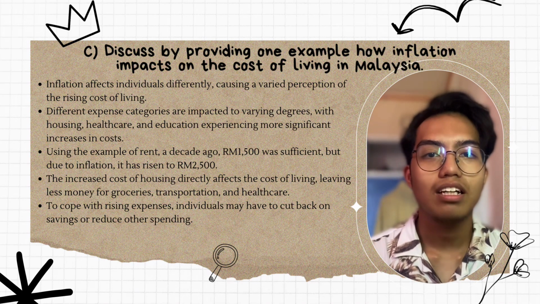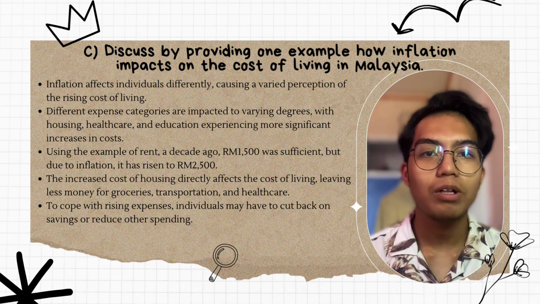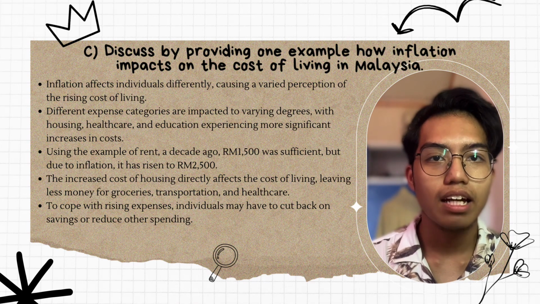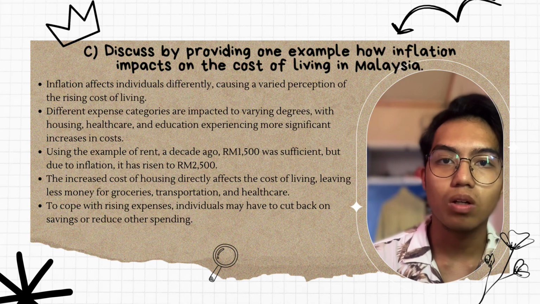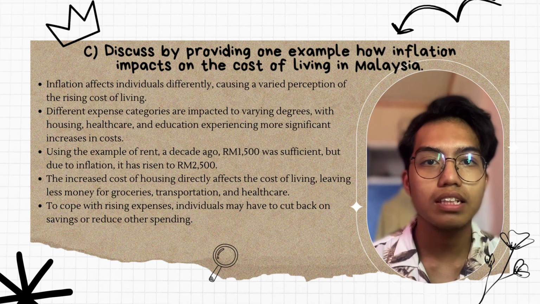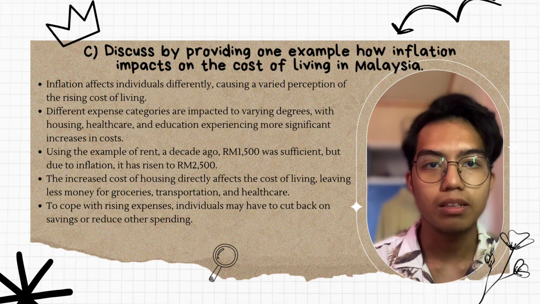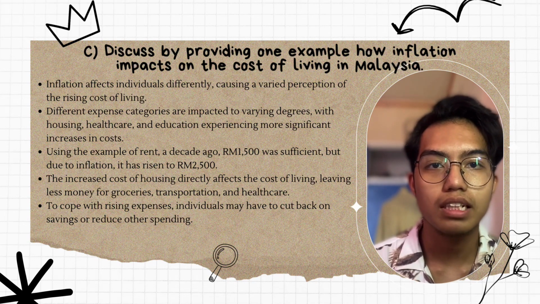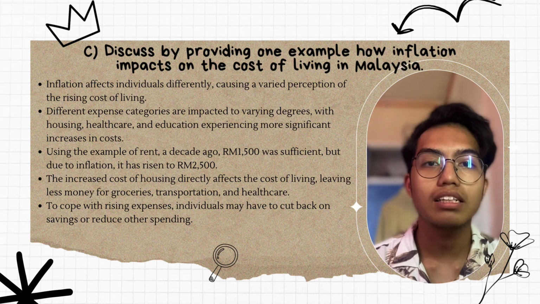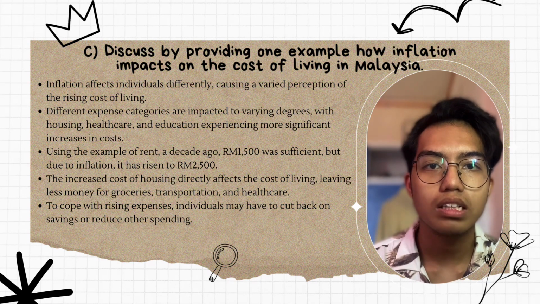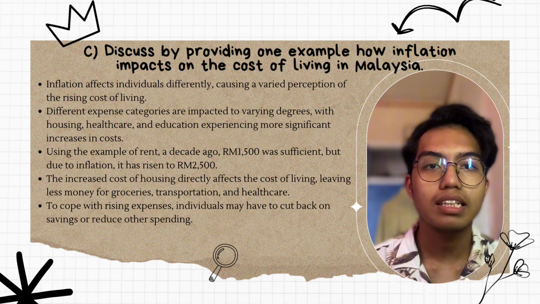Today, I want to talk about one example of how inflation impacts the cost of living in Malaysia. Inflation affects individuals differently, and while most people sense that the cost of living is rising annually, the impact can vary across different categories of expenses. Some items, like housing, healthcare, and education, tend to be more severely affected by inflation and can strain budgets significantly, while the price of other goods and services might increase at a slower rate.